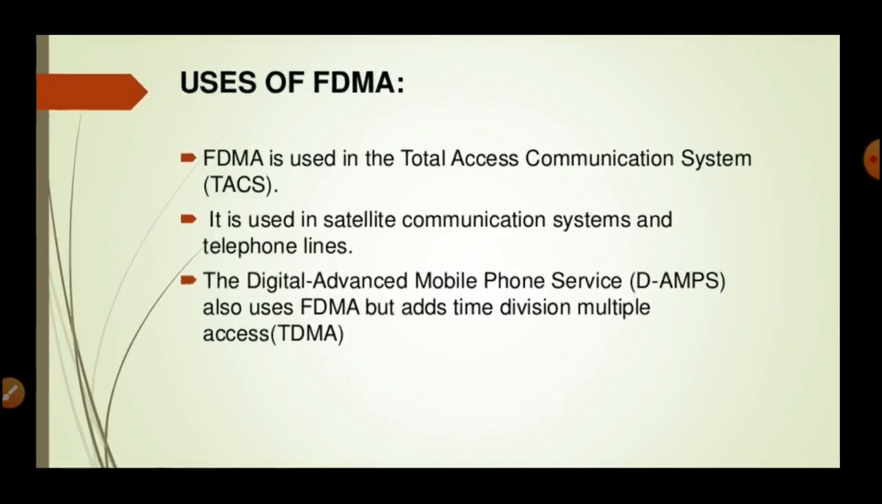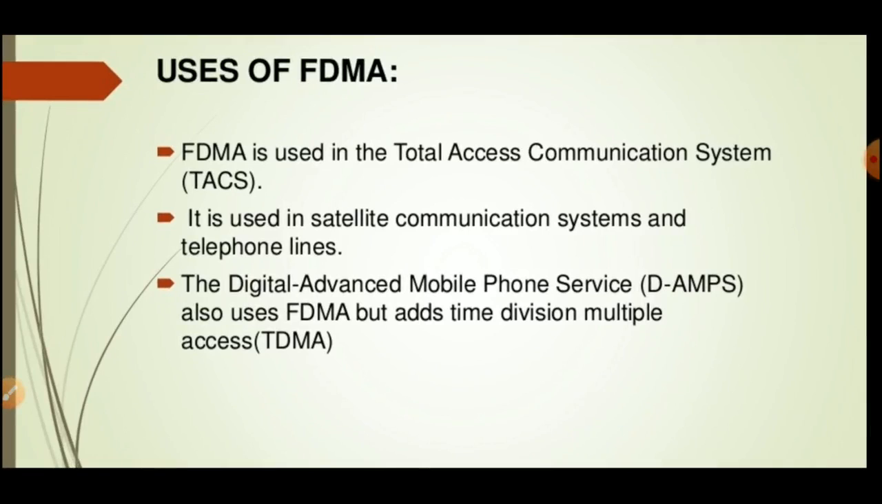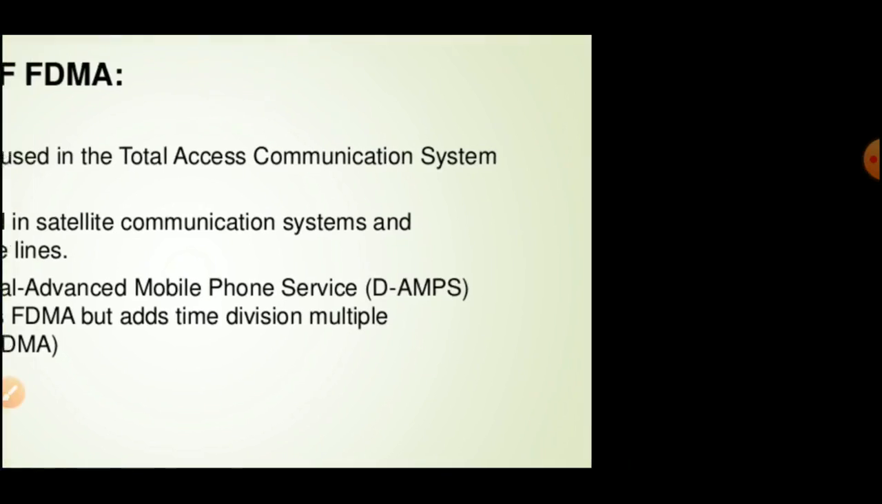Uses of FDMA: it is used in total access communication systems. It is used in satellite communication systems and telephone lines. Digital advanced mobile phone service, also called DAMPS, also uses FDMA but adds time division multiple access methods.